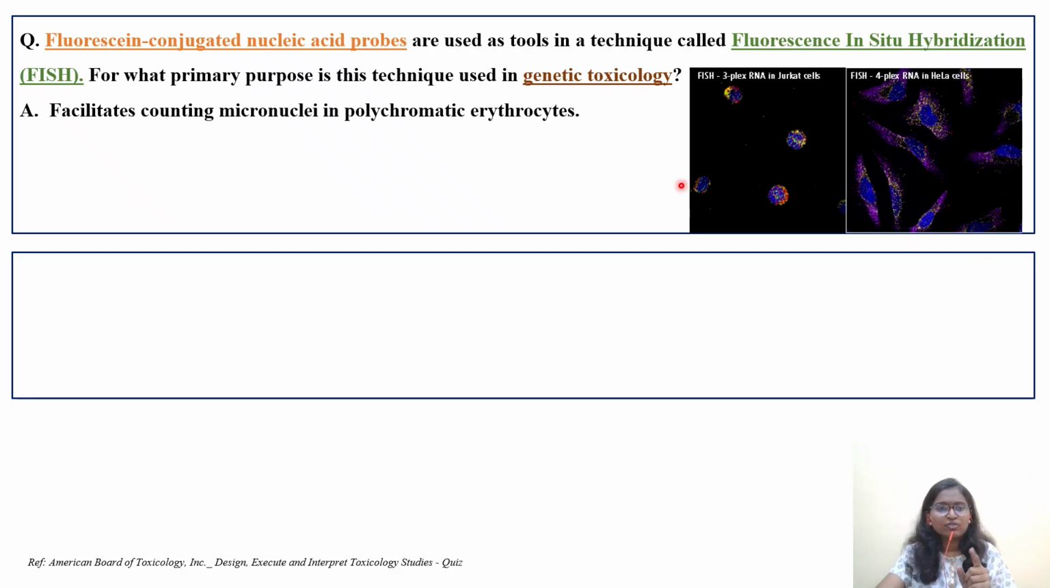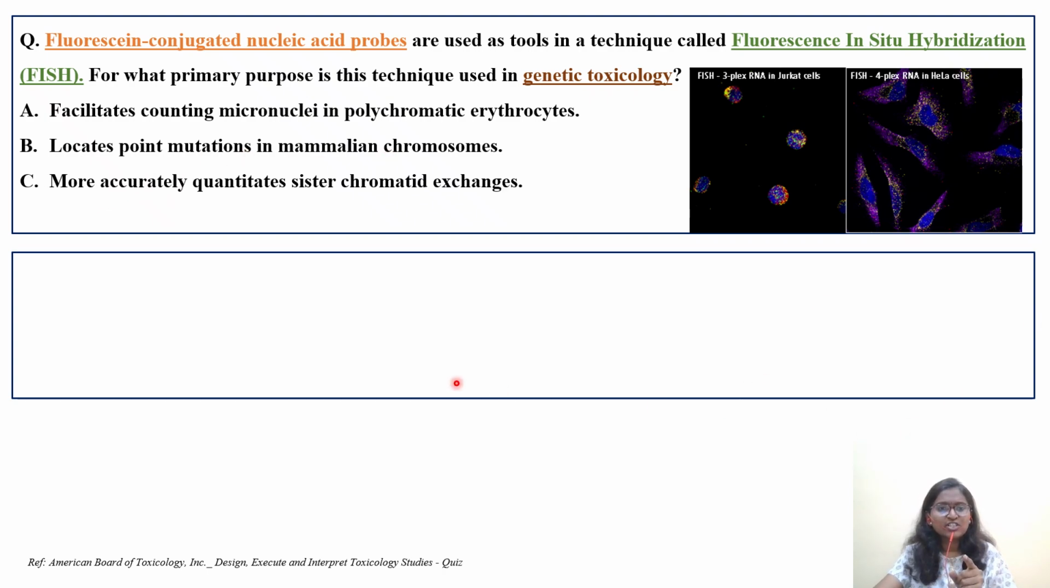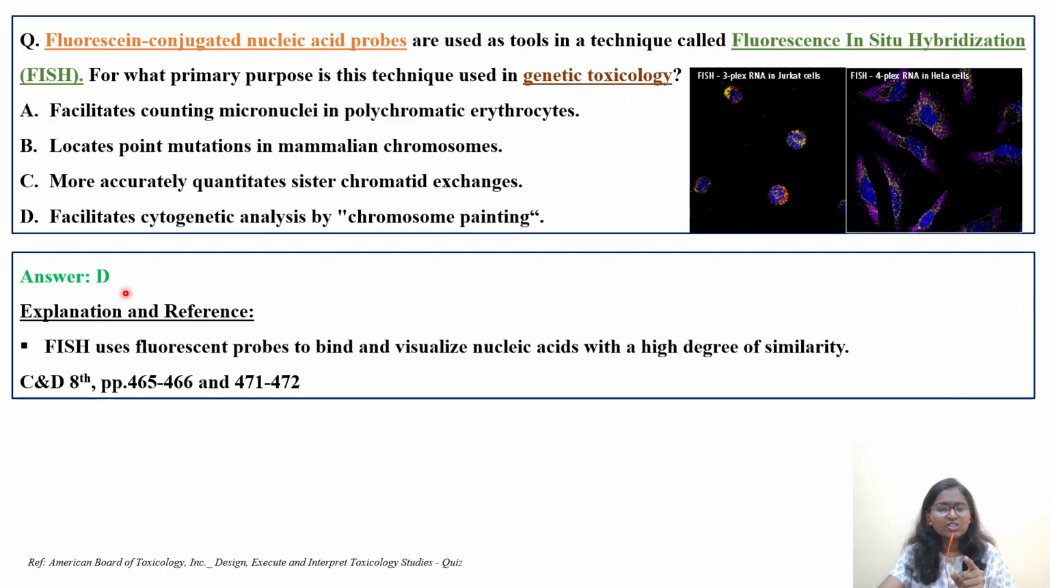Option A, facilitates counting micronuclei in polychromatic erythrocytes. Option B, locates point mutations in mammalian chromosomes. Option C, more accurately quantitates sister chromatid exchanges. Option D, facilitates cytogenetic analysis by chromosome painting. So the right answer is option D. What is option D? Facilitates cytogenetic analysis by chromosome painting.